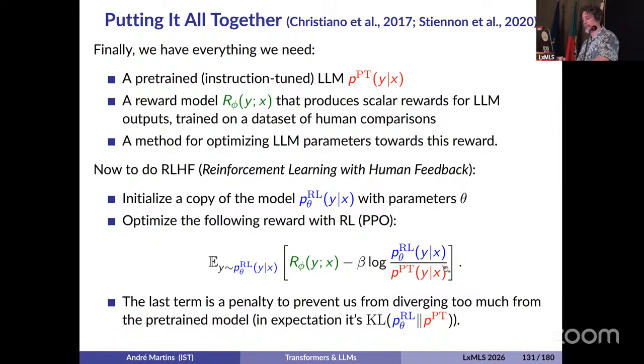And you can think of this term here as a KL divergence. I don't know if Mari, did you talk about KL divergence? Okay, so if you don't know what KL divergence is, don't worry. The expectation of this term is the Kullback-Leibler divergence. It measures how much this probability distribution is deviating from this one, okay?